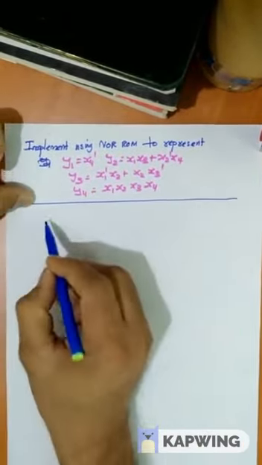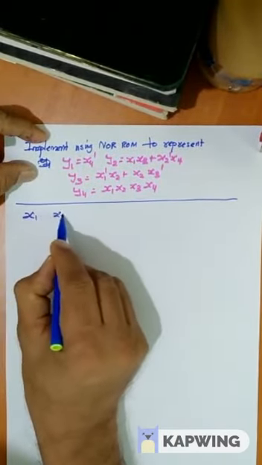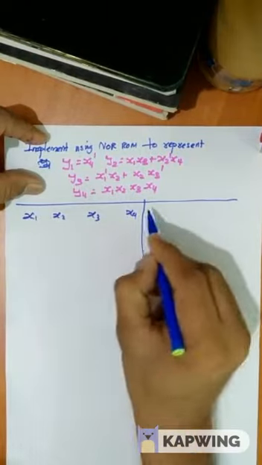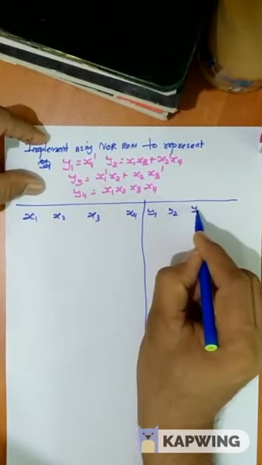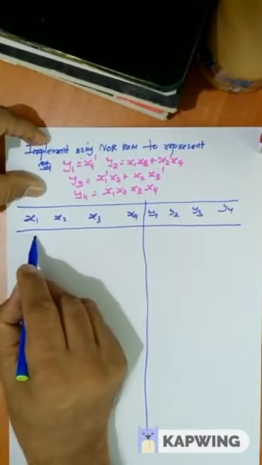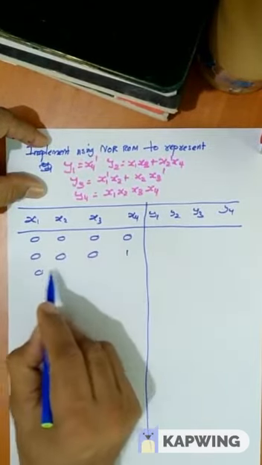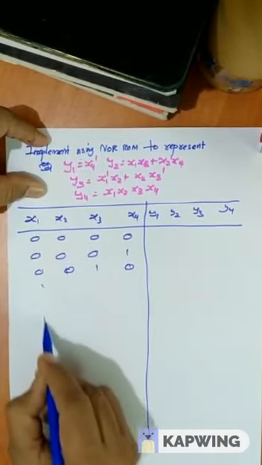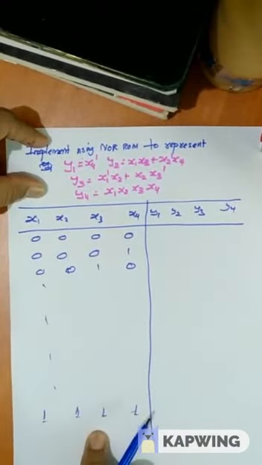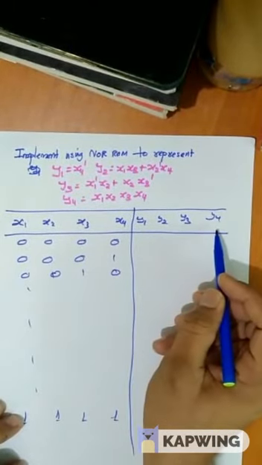So we have got four inputs, obviously. x1, x2, x3 and x4 are the inputs, and y1, y2, y3, y4 are the outputs. Since there are four inputs, it is having 16 combinations: 0 0 0 0, 0 0 0 1, 0 0 1 0, up to 1 1 1 1. So these are 16 combinations. Corresponding to this, you will be able to write the corresponding y1, y2, y3, y4.